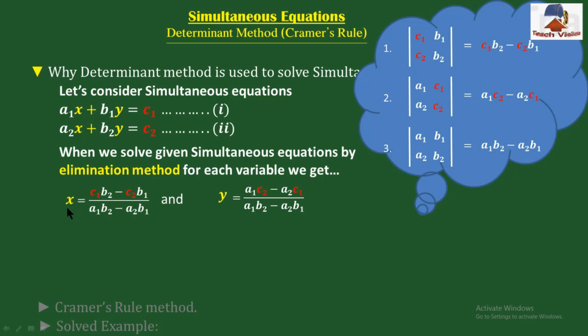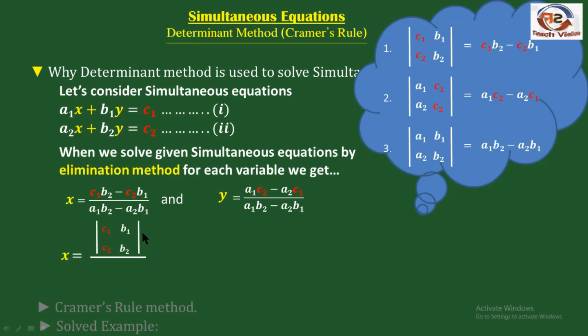Now observe the value of x variable, which is equal to c1b2 minus c2b1, which is the numerator of this value of x, which is same as this one, c1b2 minus c2b1, and this is the value of this determinant. It means we can replace this value with this determinant. Therefore, x is equal to this determinant divided by.